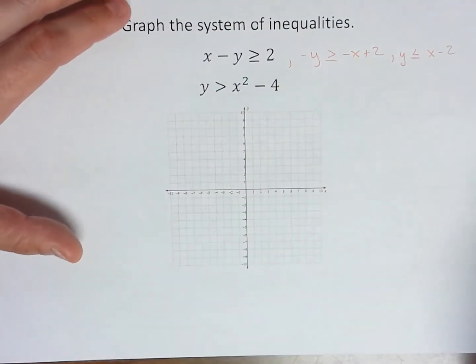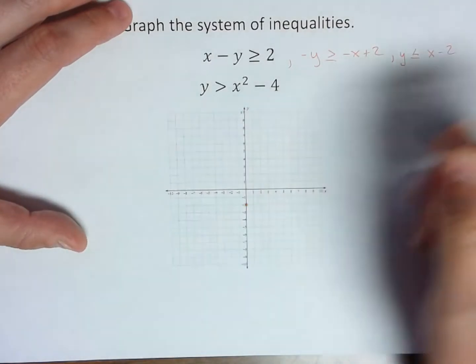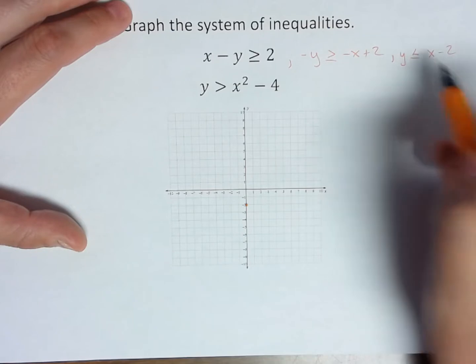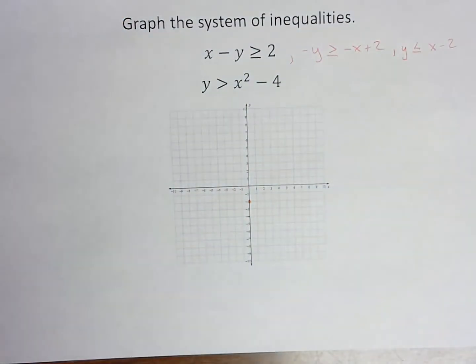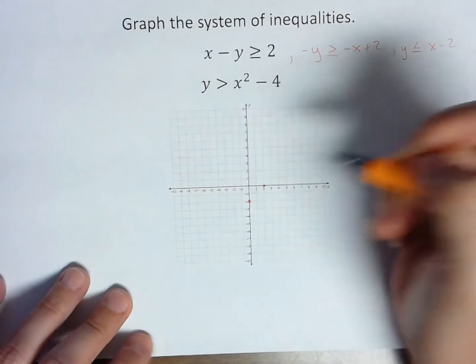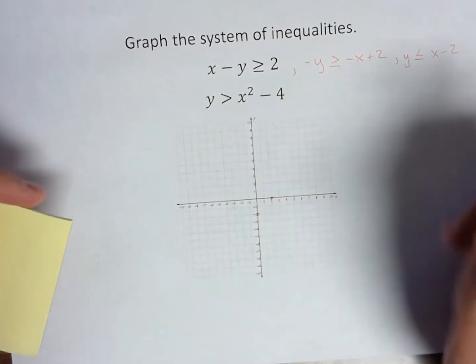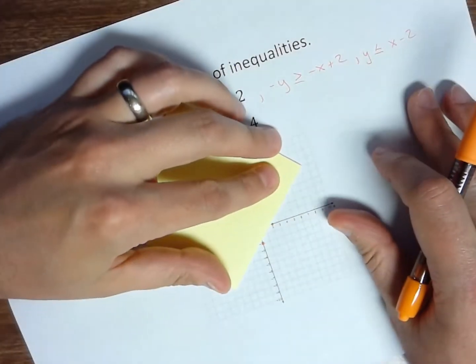Let's go ahead and graph that one. So y-intercept's negative 2. Slope is positive 1. So it's going to look like that. Grab my pad here. It's less than or equal, so it's going to be a solid line.